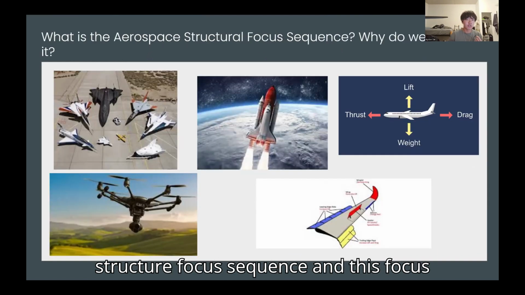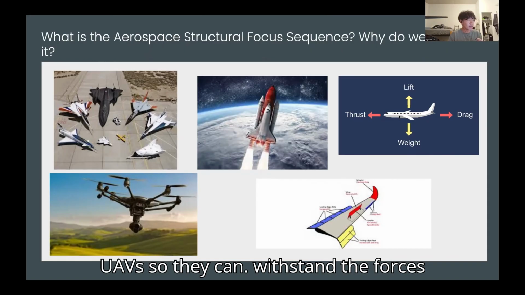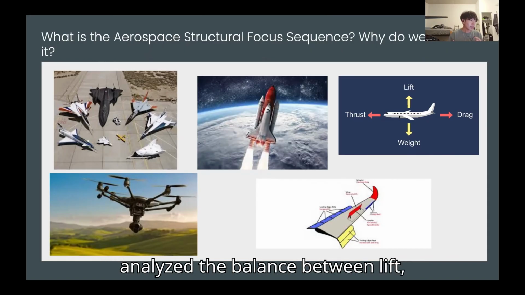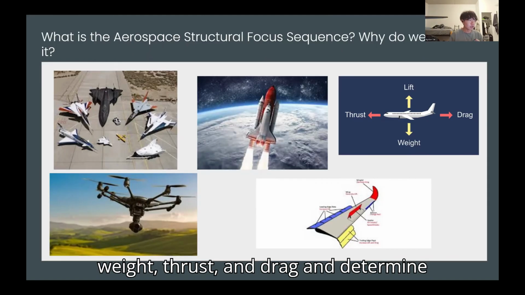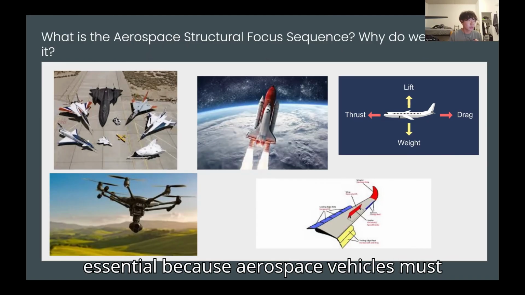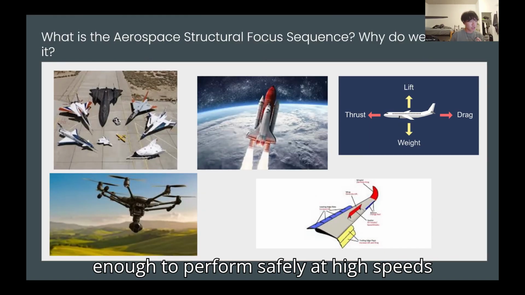Next, we have the aerospace structural focus sequence. And this focus sequence focuses on designing the structures of aircraft, spacecraft, and UAVs so they can withstand the forces they experience in flight. Engineers analyze the balance between lift, weight, thrust, and drag and determine how these loads travel through parts like wings and control surfaces. This field is essential because aerospace vehicles must be extremely lightweight yet strong enough to perform safely at high speeds and under harsh conditions.